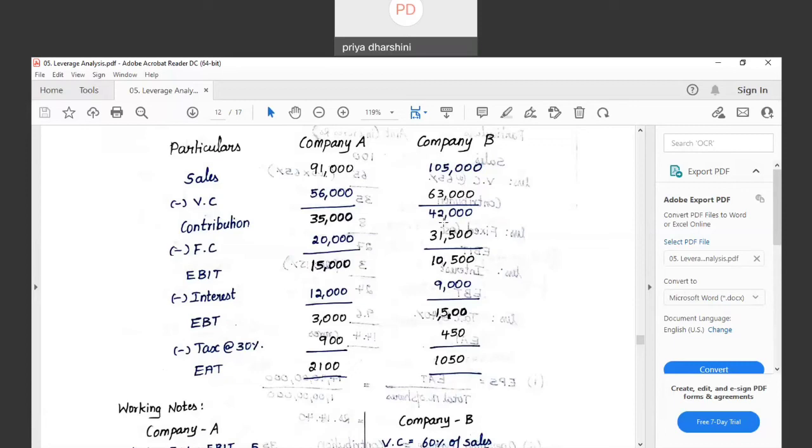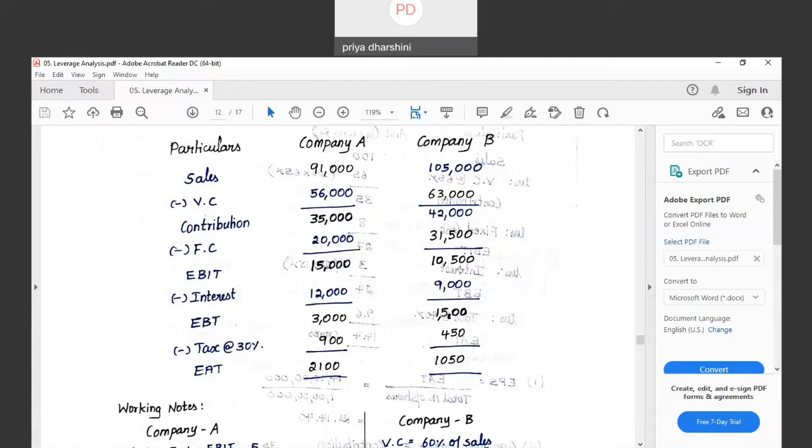How much is fixed cost? We do not know. Instead, they have told operating leverage. How much is operating leverage? 4:1. What is the operating leverage? Contribution by EBIT. Correct? So, contribution is 4 as a ratio. EBIT is 1 as a ratio. When 4 is 42,000, what is 1? It will be 42,000 divided by 4, which will give you 10,500. The difference between 42,000 and 10,500 is 31,500 of fixed cost. Interest of 9,000 is already given to you. Subtract, you will get earnings before tax. Tax at 30% on it, you will get earnings after tax.